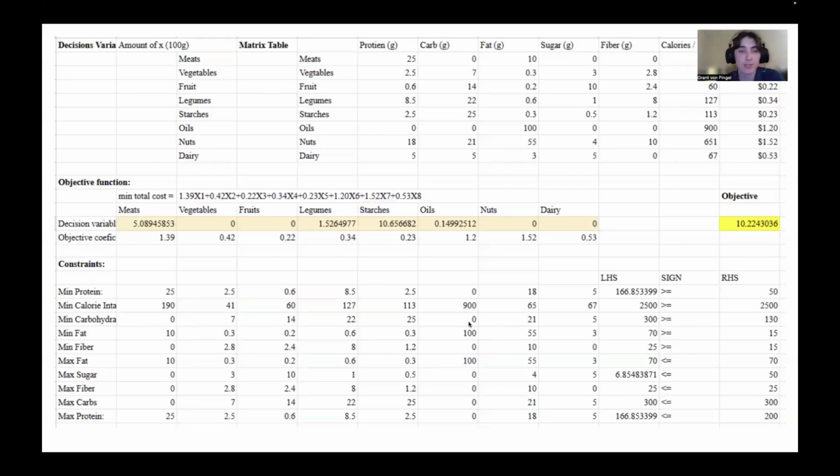So here you can see our complete model, but we're mostly going to dive into the decision variable matrix here. So we got our cost from the Federal Reserve Bank for each decision variable per 100 grams. And then we also use the protein, carb, fat, sugar, and fiber values to then calculate all of our constraints in comparison to our decision variables.